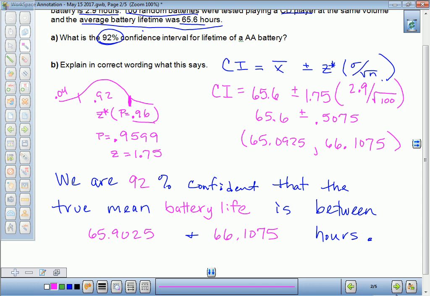Now, the next one. Read number 4. Margin of error is 2%. Everybody write that down. 100 minus 98. Well, if they're 98% confident, then there's 2% they're wrong.